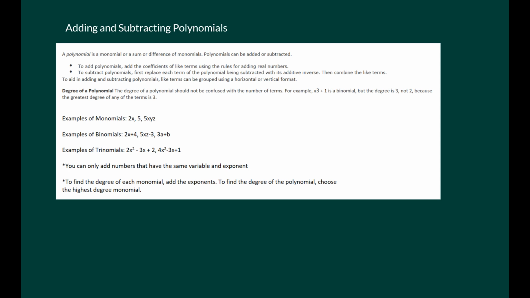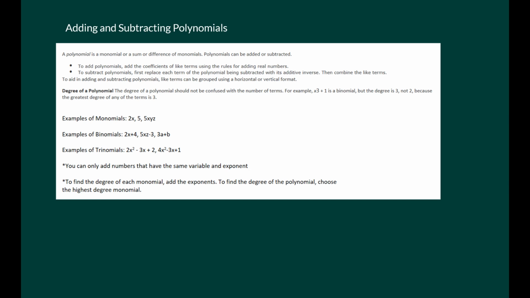The degree of a polynomial should not be confused with the number of terms. For example, x cubed plus 1 is a binomial because it's two terms separated by a plus sign, but the degree is 3, not 2, because the greatest degree of any of the terms is 3. I'll show you in a second some degrees of polynomials.